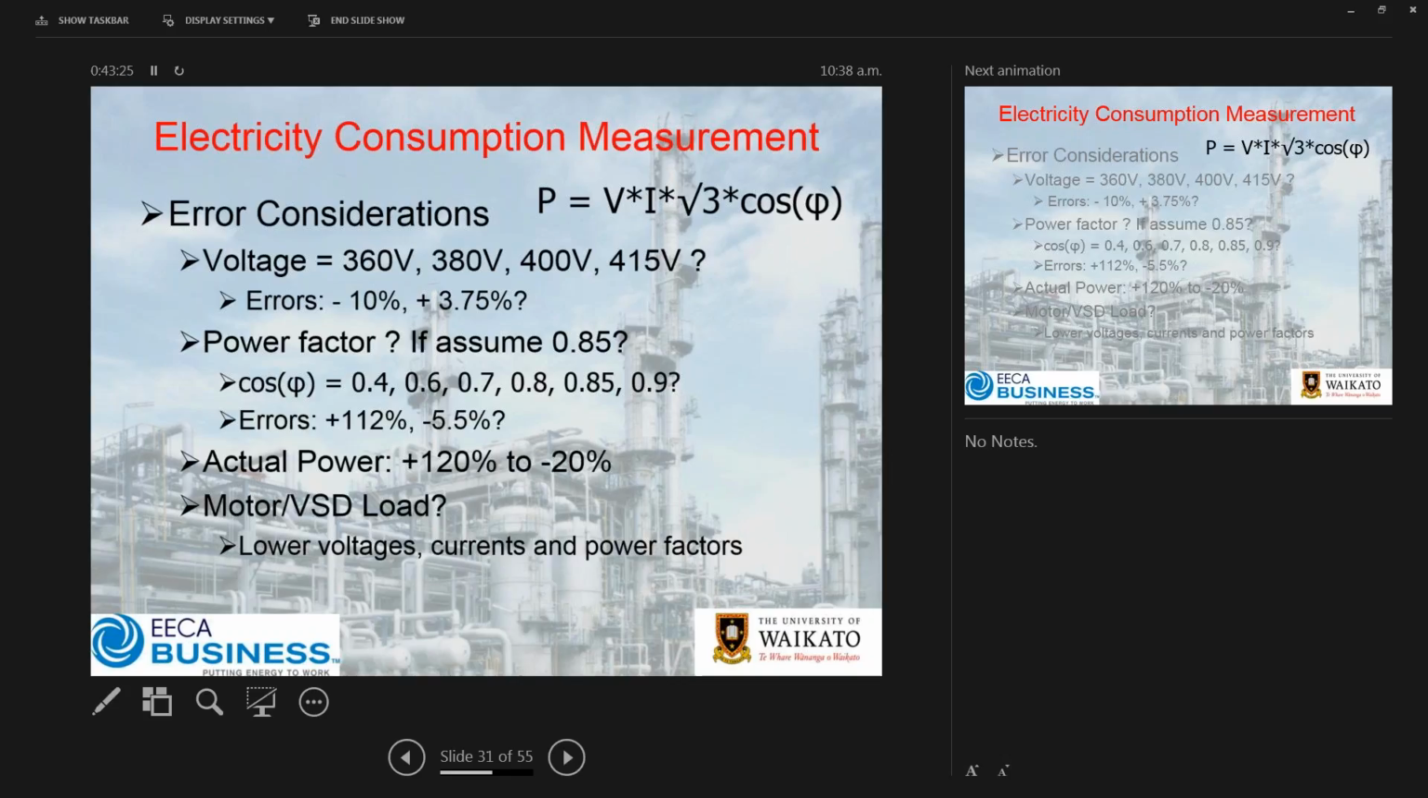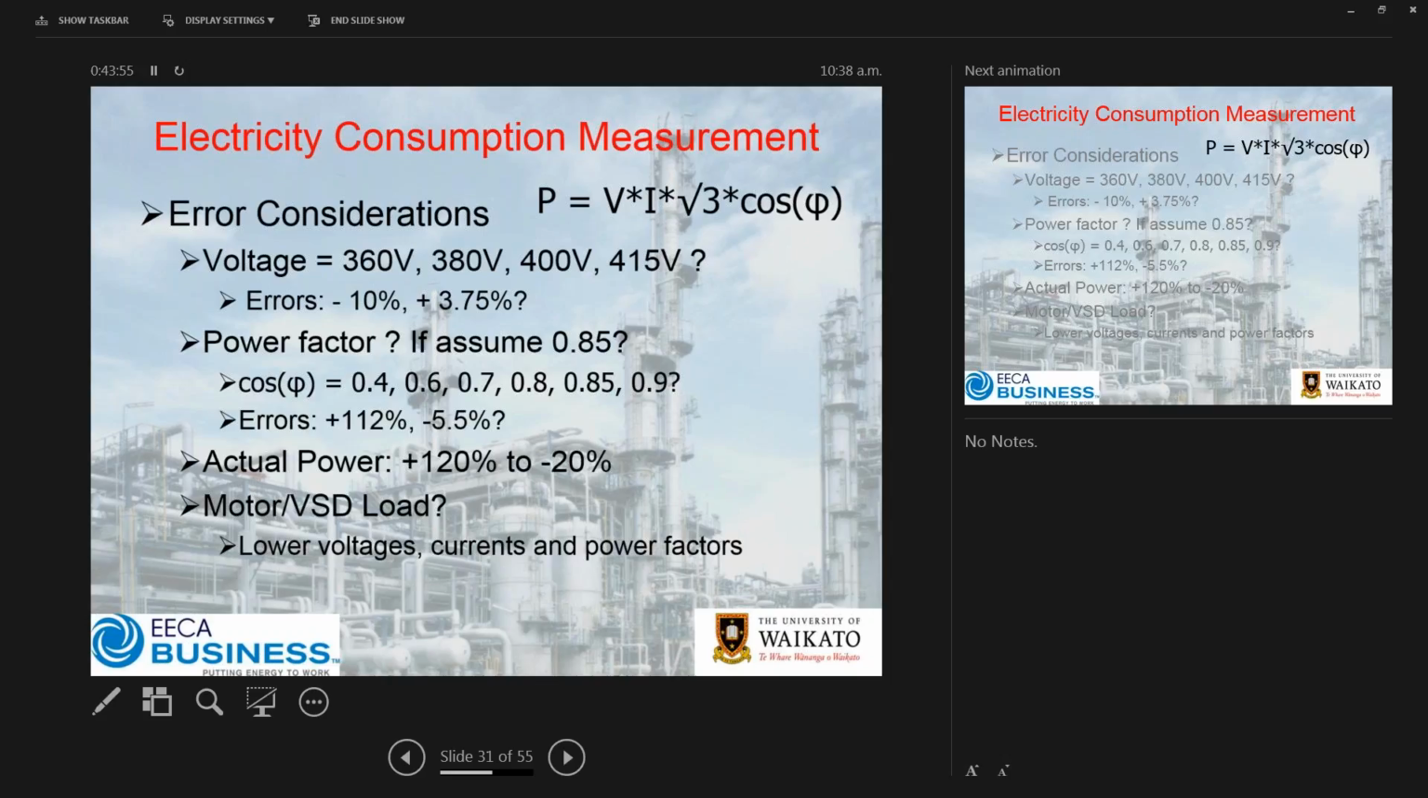If it's a really good motor, you might be up at 0.9, but that's probably about as good as it's going to get. Now, in practice, depending on the load of the motor, it could be as low as 0.4, 0.6, 0.7, or up as high as 0.9. So if we've assumed 0.85, our error actually is 112% at the low end, i.e. we're going to overestimate our power consumption, and therefore if we're talking about reducing a load, we're going to overestimate our savings. And then on the high side, we could be under.